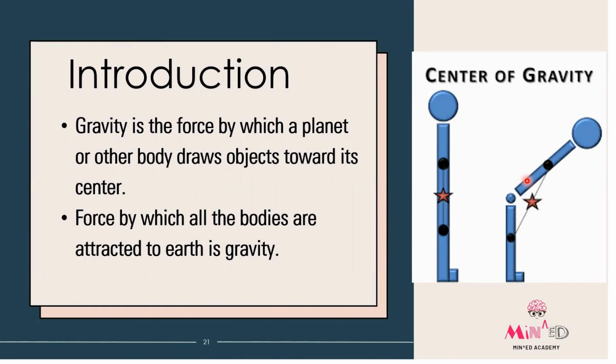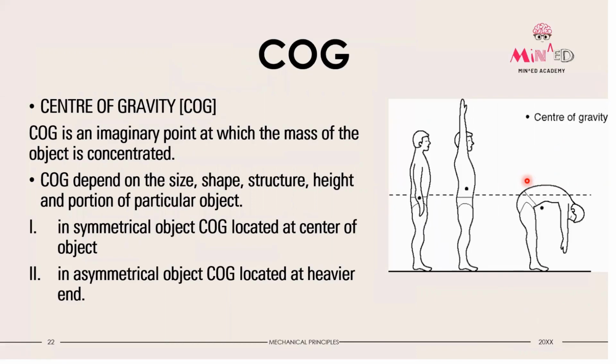So what is gravity? Gravity is the force by which a planet or other body draws objects towards its center. If you throw any object in the sky, suppose a ball, it will come down. And that force which is pulling the ball towards the ground is called gravity. The force by which all bodies are attracted to Earth is gravity. Now in the gravity segment, we'll cover center of gravity. What is center of gravity?